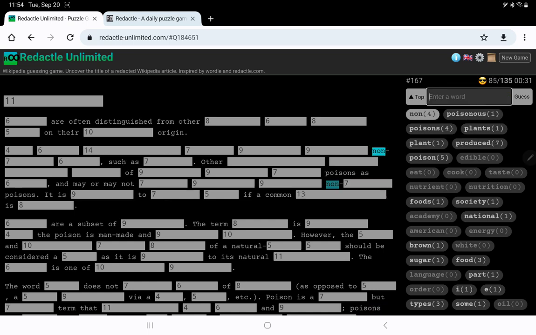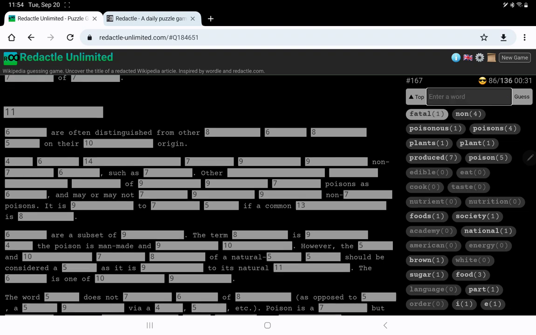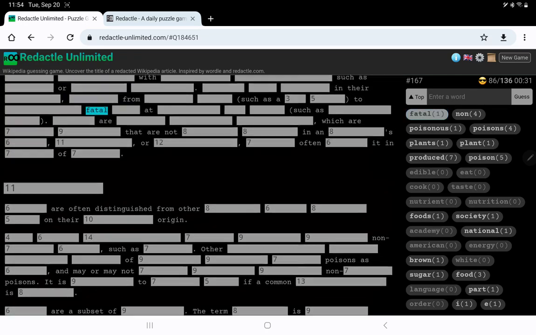Let's look at our poisons. Three-seven poisons. What are those? Non. Yeah, I should have thought of non as that prefix. Non something poisons. It is something to be maybe fatal. One fatal.